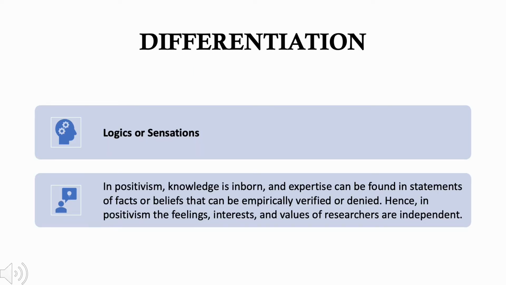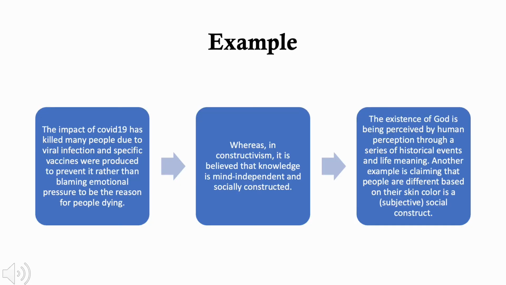The fifth one and the most important difference is about logics and sensations. So in positivism, knowledge is inborn and expertise can be found in statements of facts or beliefs that can be empirically verified or denied. Hence, positivism is not about feelings or any sort of emotions. For example, the impact of COVID-19 has killed many people, and we cannot say that it is due to the emotional pressure or any sort of fear.